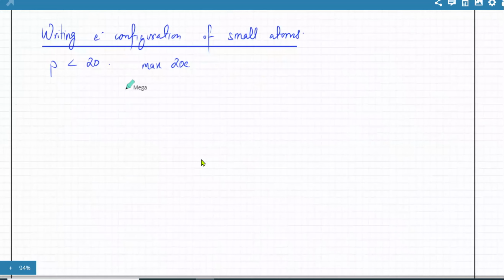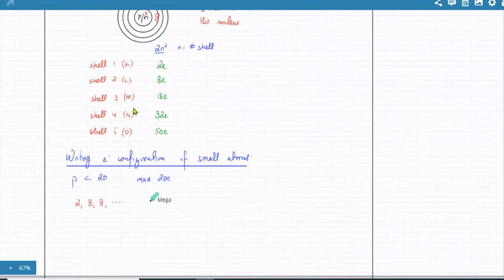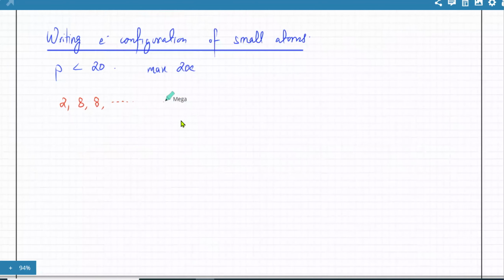So the way to do that is, there's a rule that's called 288. Just think of this. For small atoms, don't worry whether the third shell has 18 electrons and the fourth shell has 32 electrons. For small atoms, what you just need to know is fill the first shell with 2 electrons, the second shell with 8 electrons, the third shell with 8, and just keep going with 8 electrons. You're going to run out of electrons anyway. You just have a maximum of 20 electrons. So you don't need to know shell number 4 or shell number 5, because they're never going to be filled. So just think of it as 288.